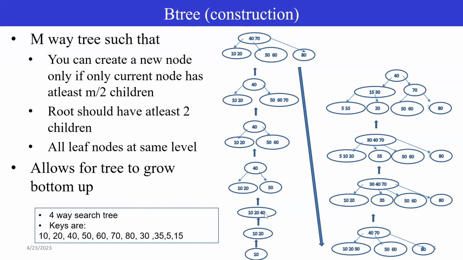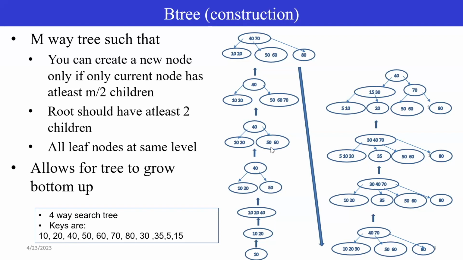So see, the 40 comes here. Fine, because it can have up to this. Now I have to put 50. If I put 50, basically what I mean is it can have only 3 keys, right? Because it can have up to 4 children. That means it can have only 3 keys at a particular node. So it has to split. Now splitting, basically what it does is push 1 key above. So it puts 10, 20 here, puts 50 here, and puts 40 above.